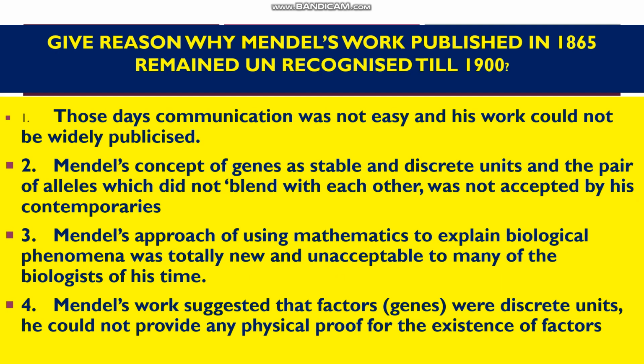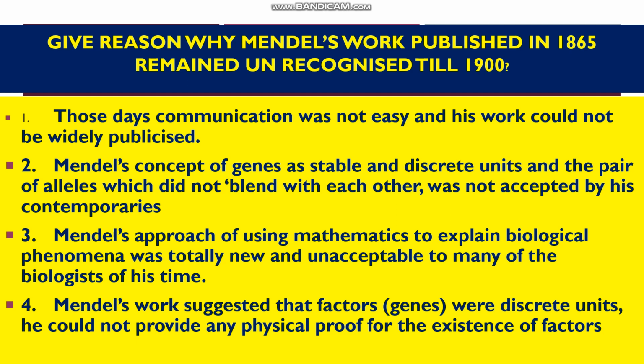Now the next topic which you have to learn is the chromosomal theory of inheritance. Before coming to that topic, you should understand that Mendel published his work in the year 1865. But this work remained unrecognized till 1900. That is, for 35 years, Mendel's work remained unrecognized. Now give reasons why Mendel's work published in 1865 remained unrecognized till 1900.